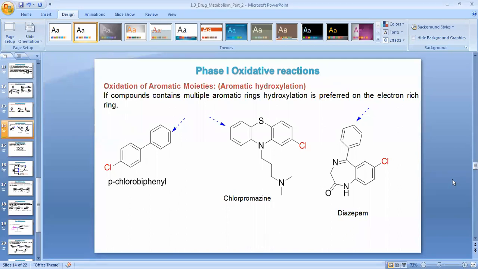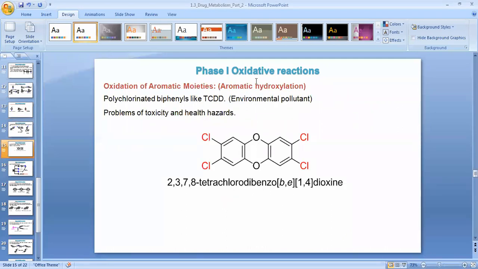Now, the next type of reaction, under the case of phase 1 reaction only, is aromatic hydroxylation. The second case study is if polychlorinated biphenyl ring structures are there in the drug molecule. We have seen an example of the presence of electron donating groups, where one of the rings is substituted with electron donating groups.